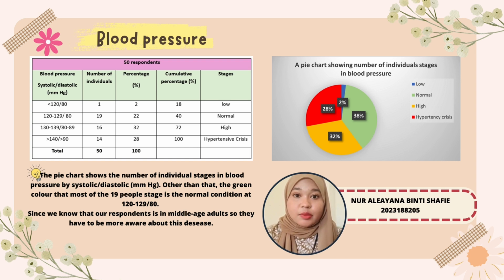Other than that, 16 people have blood pressure at 130 to 139/80, which is the high stage of blood pressure. Then the balance of 14 people is having a hypertensive crisis. Since we know that most of our respondents are from the middle-aged category, it is a must to be more aware of this disease by taking care of the activities in our lifestyle.